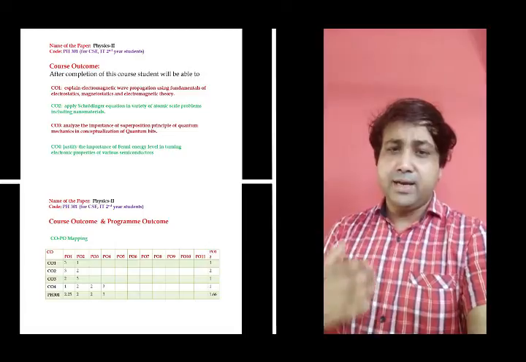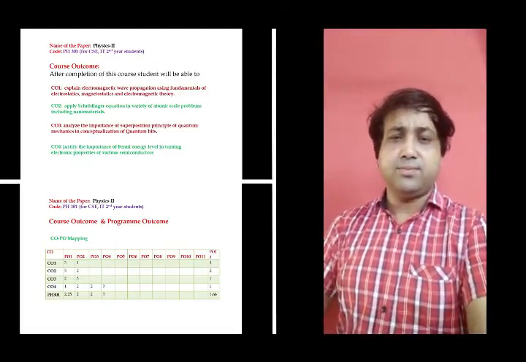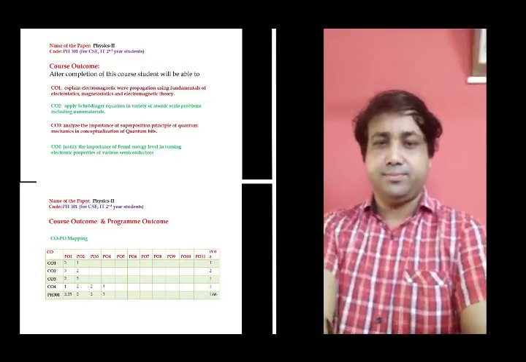This is closely connected with your own program, so you can see that in the course outcome, program outcome mapping also. Okay, thank you.